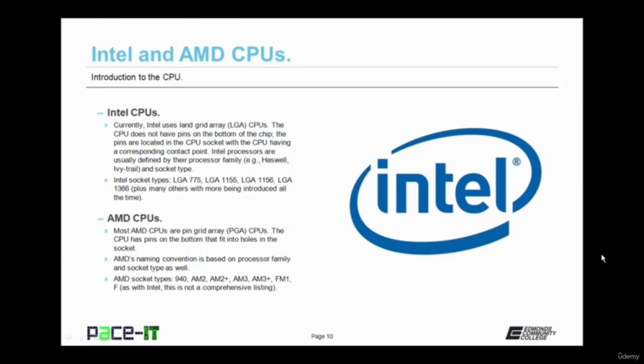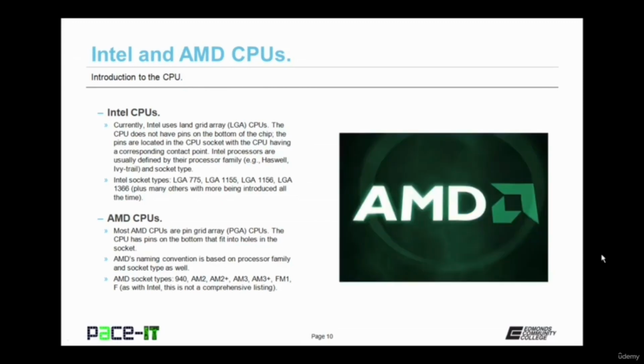Intel processors are usually defined by their processor family, like Haswell or Ivy Bridge, and their socket type. Some Intel socket types are the LGA 775, the LGA 1155, the LGA 1156, and the LGA 1366. There are many more Intel socket types, and more are being introduced all the time.